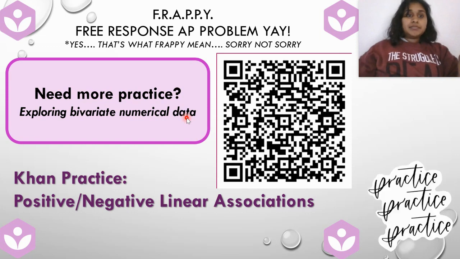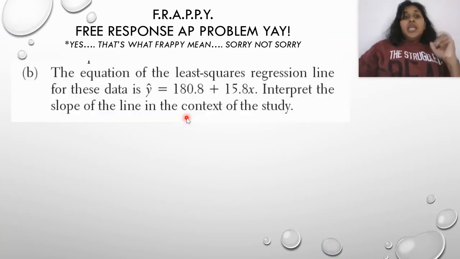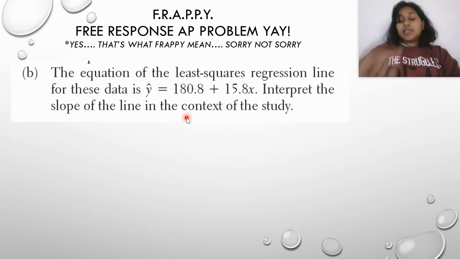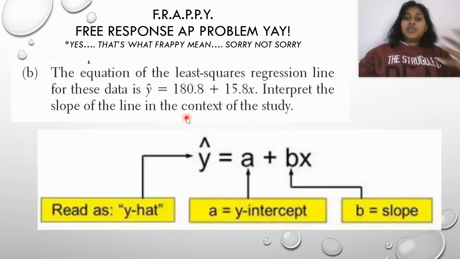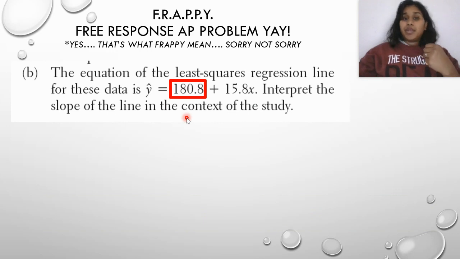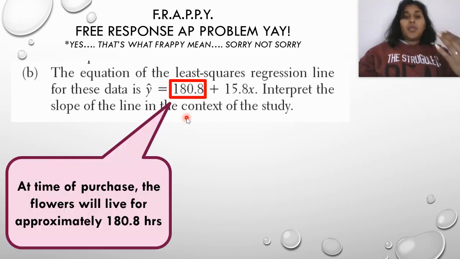Getting into LSRLs, our least squares regression lines, the equation of our LSRL is y hat equal to 180.8 plus 15.8x. So interpret the slope of the line in context, but just to go a little further, I'm going to interpret both parts. So here is my entire LSRL. Y hat, the A value is our y-intercept, and the B value is our slope. In this one, 180.8 is our A value, our y-intercept.